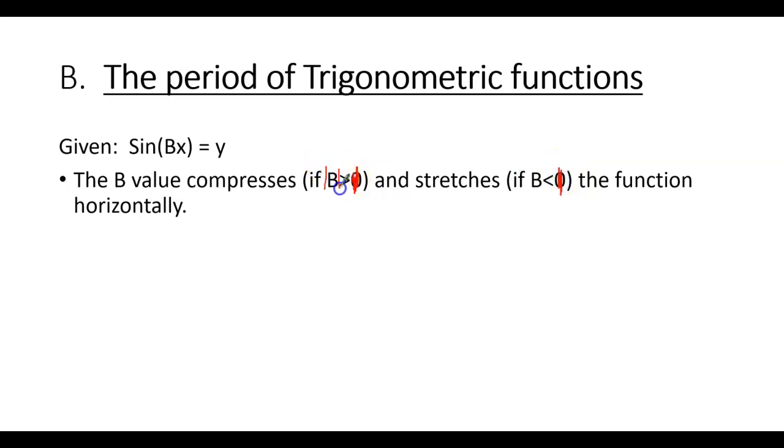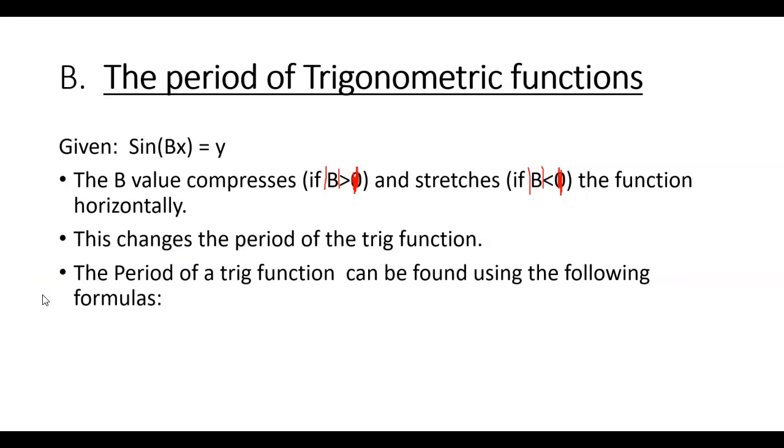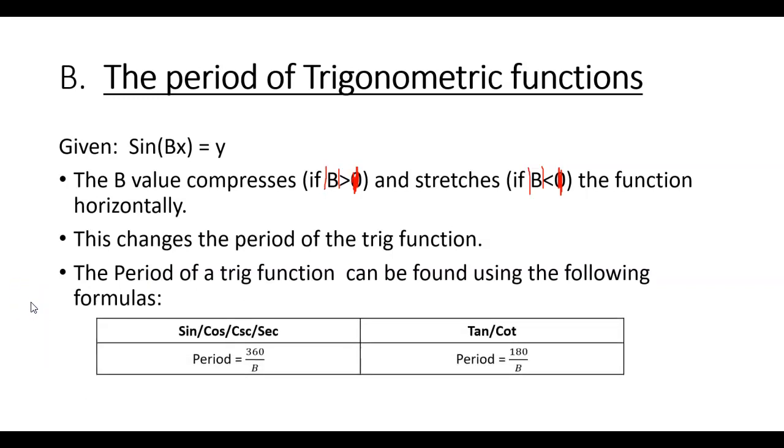And I think we should also have some absolute value bars on those b's. I'll try to fix it on your guys' notes. Anyway, the b value will compress or stretch depending on the size of the b value horizontally. Okay? Now, this will change the period of your function. Okay? Now, the period of a trig function then can be found using the following formula, and that's going to be our first problem we're going to practice.